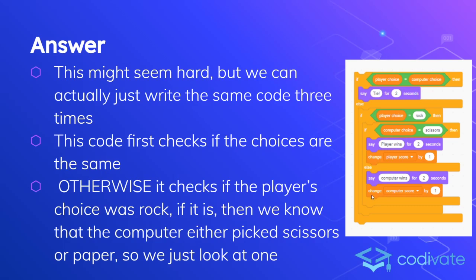Now wait a minute. How do I know that the computer won if I didn't check that the computer picked paper? Well, I actually know for certain that the computer picked paper. And this is because we know it didn't pick rock. We know it didn't pick rock because the player picked rock, and if the computer had also picked rock, it would have been a tie. And it wasn't a tie. Then we also know it wasn't scissors, because if it was scissors, this block would have run and this block would have been skipped. So the only choice left is paper. And that is why we can assume that the computer picked paper here. Okay, so that is for just rock.